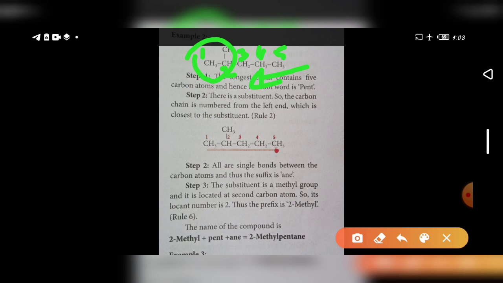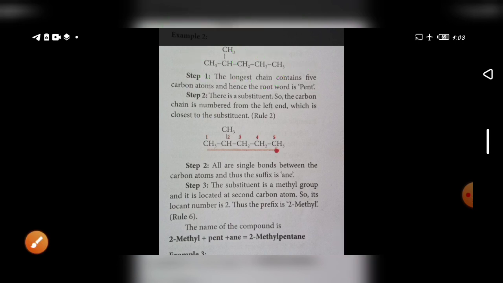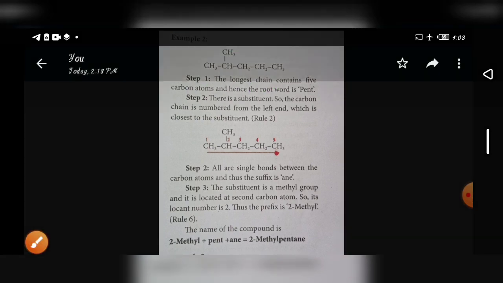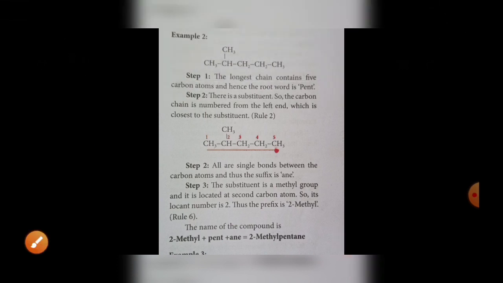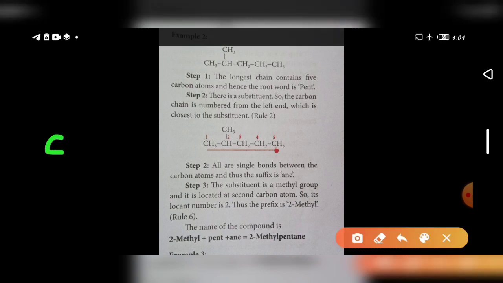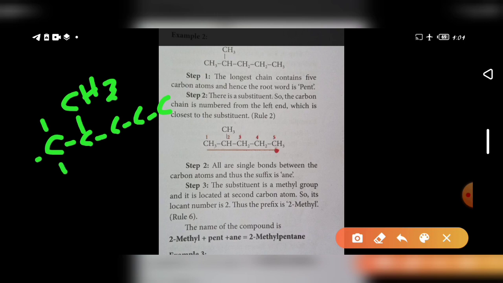Third one, in step 2, all are single bonds between the carbon atoms, thus the suffix. You have to draw the structure. See here, how will you draw? How many carbons? Totally 5 carbons. Okay, this second carbon contains another CH3. This carbon is added to this carbon. Okay, remaining 3 hydrogens.